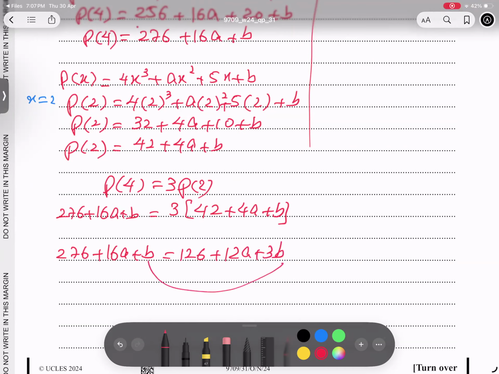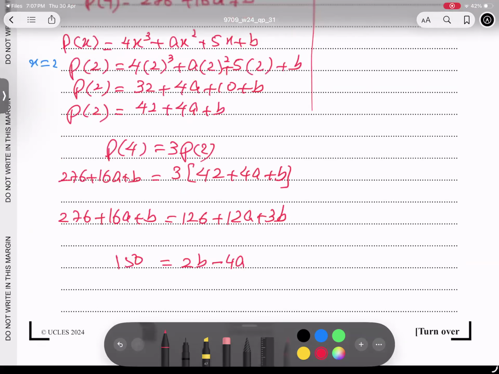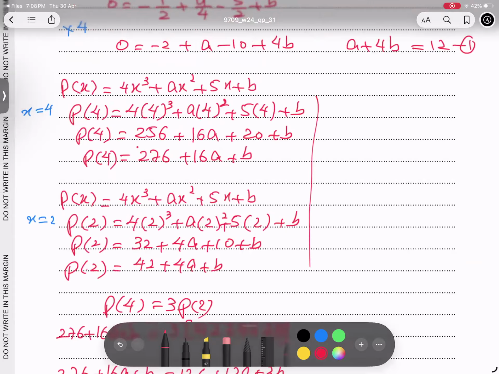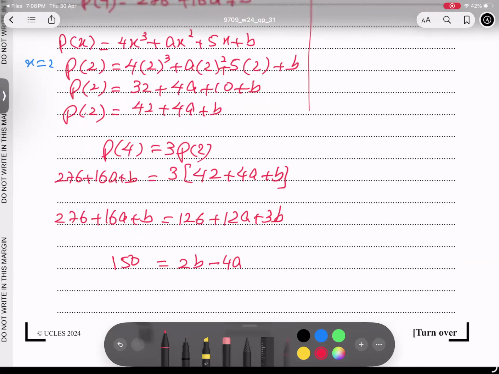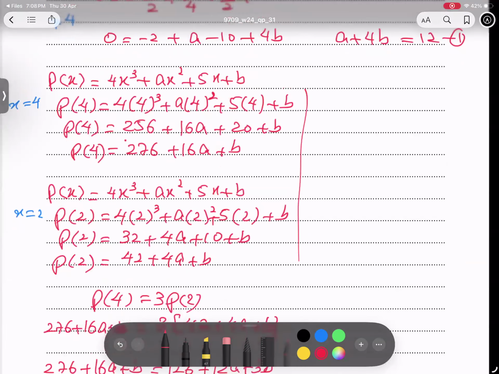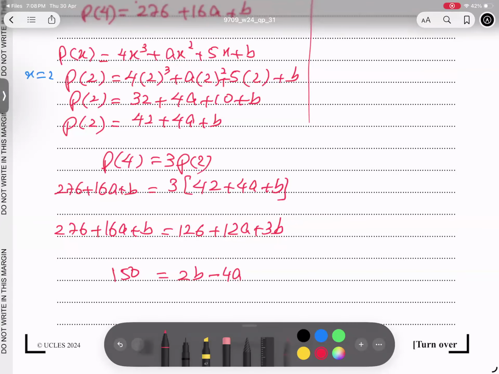Okay, now student, what to do after this? I bring b on the other side, I get 2b. This goes to the other side, I get a negative 4a. And this goes to the other side, so 276 minus 126, 150. So I got the second equation here, students. So I can, let me check the upper equation. a has no coefficient, and b, what coefficient? b is 2. So reordering, 2b minus 4a is equal to 150.